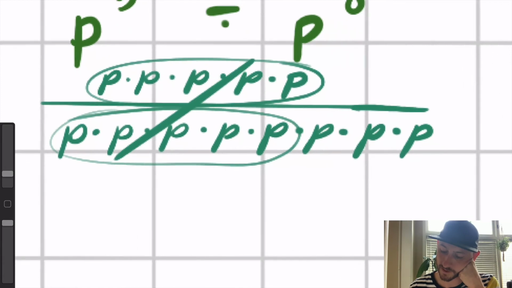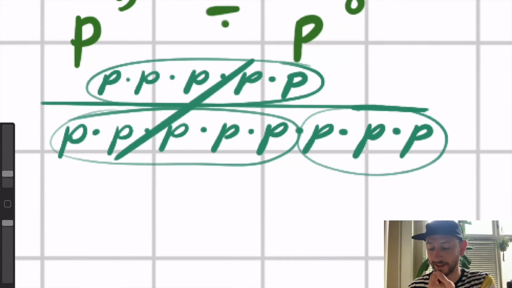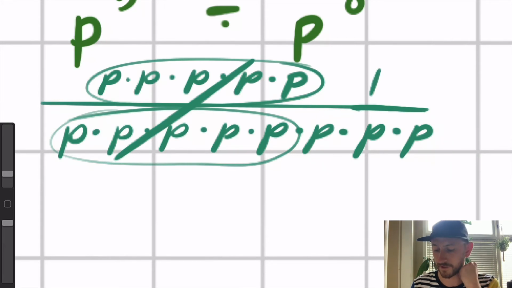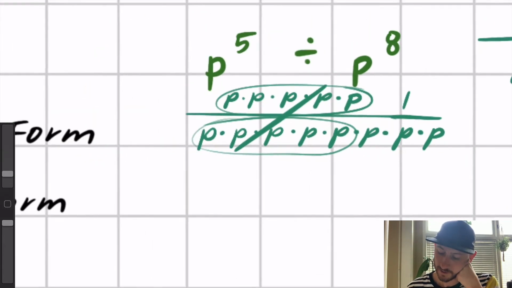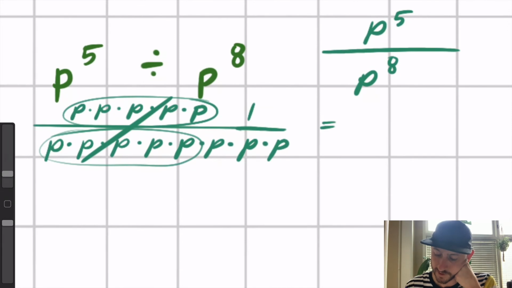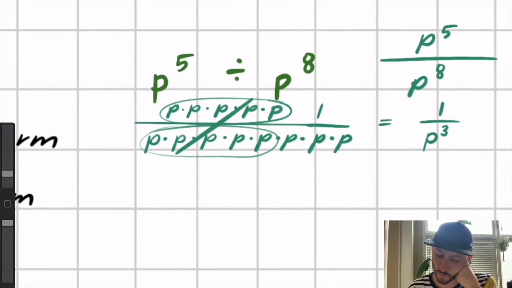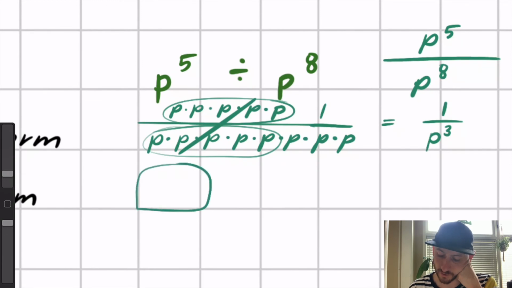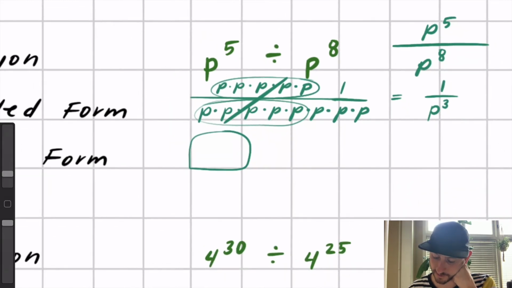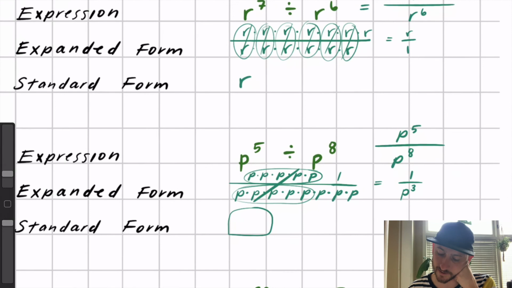And we're left with variables in the denominator, but nothing in the numerator. I mean, not nothing. There's a numerator of 1. So that actually equals 1 over p to the power of 3. We're going to wait to write standard form for a second, just because once you know the rule, standard form is going to be a lot easier. And I'm just going to show you what that looks like here in a second. Actually, let's do that now.